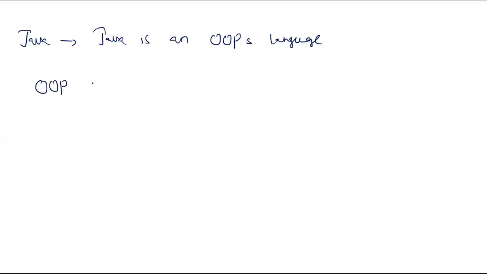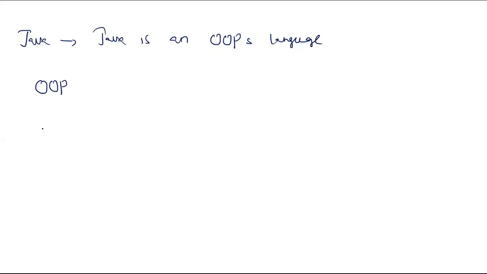So Java definition says that Java is an object-oriented programming language. OOPs language. Correct? Then, what are those object-oriented features? What are those object-oriented programming features? So, if you have any idea, can you please?